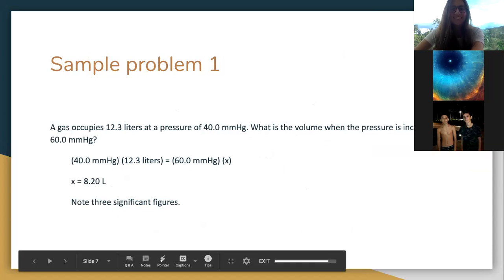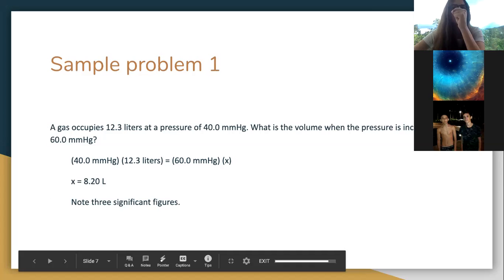So here's the first sample problem. A gas occupies 12.3 liters at a pressure of 40. What is the volume when the pressure is increased to 16? So you can see that with this problem, the formula that I showed before, he used it correctly, and he found the correct answer. And the same happens in both of the next problems, where he uses the formula.